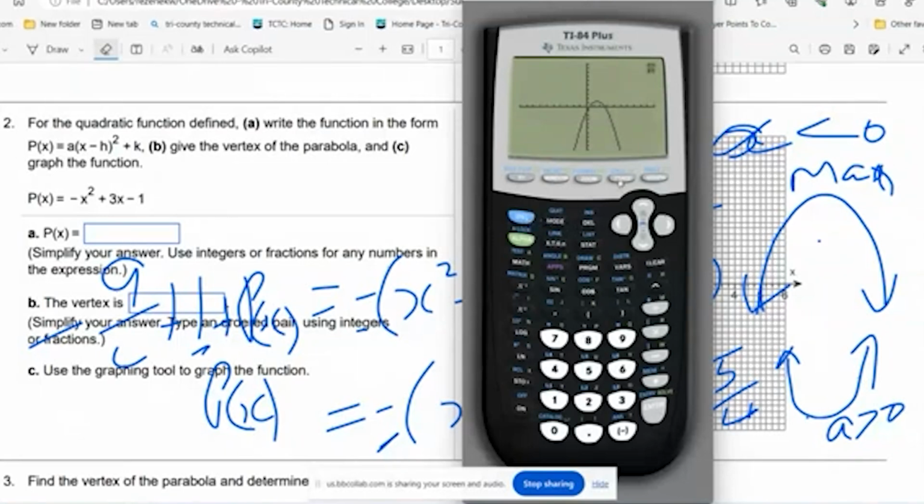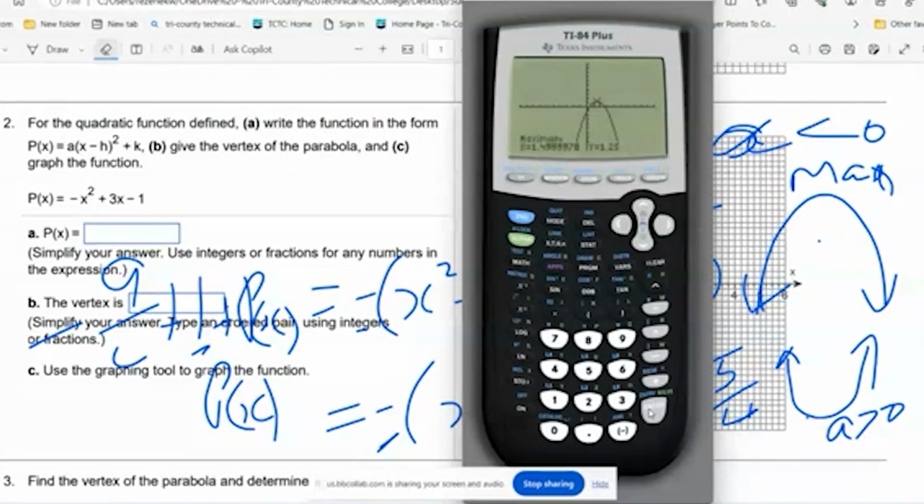You do second calc. I already know it's a maximum, so I'll select number 4. Now I'm asking my calculator to give me the point at the top, the maximum point. And my calculator is asking me, is this the left bound? Yes. Select that. And I'm going to arrow to the right. Is that the right bound? Yes. Do I guess the maximum point? Yes.